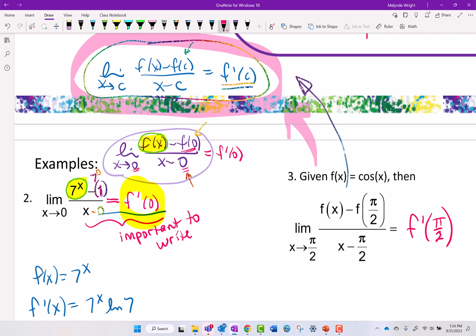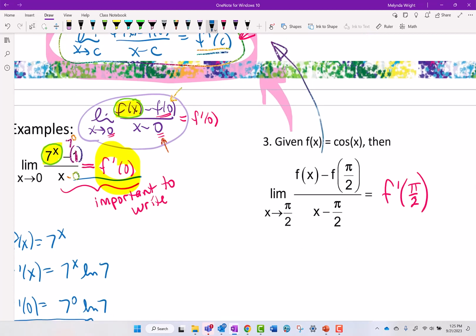Because, how do I know? Because that's what this says. That's how I know, because that's what the formula says. I'm just using a formula. I'm not making anything up. So if that limit gives me f prime of pi over 2, I don't really want to work that limit, to be honest with you. I want to do a shortcut. I want to just pull out the function.